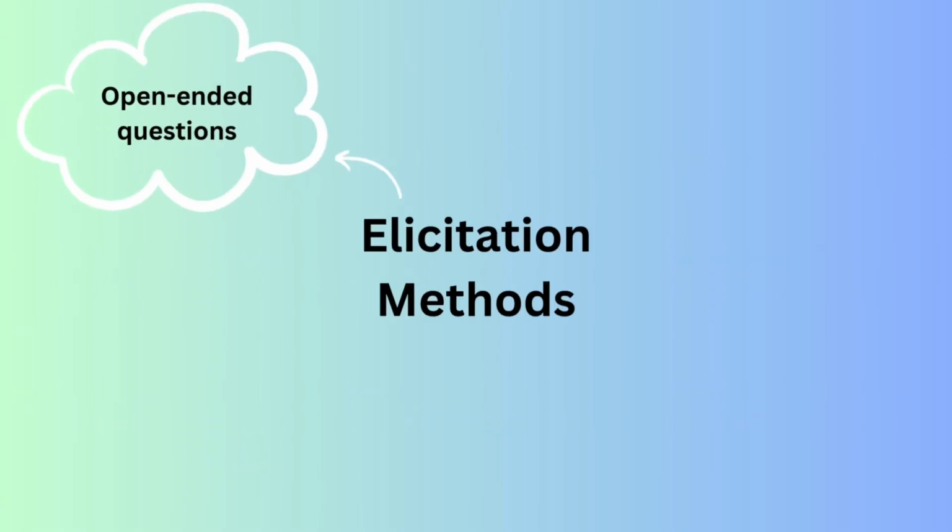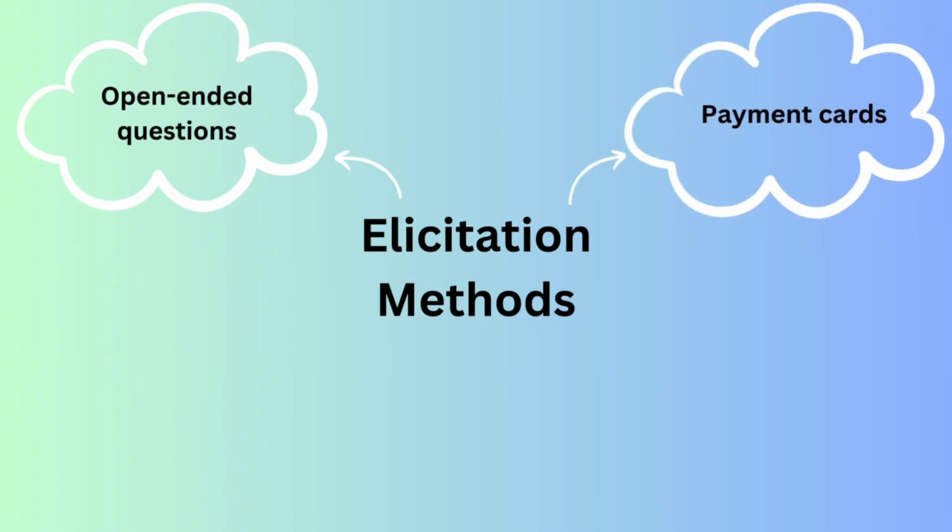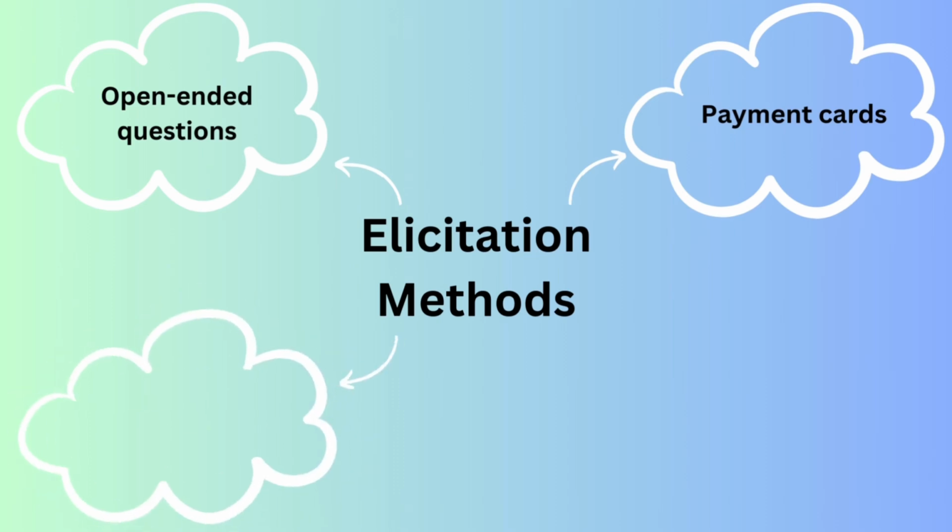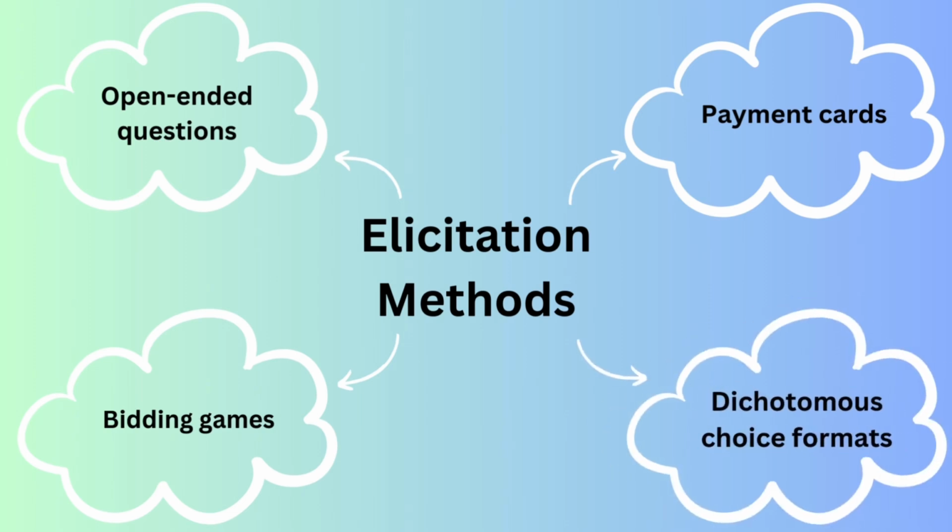Elicitation methods are crucial for gathering public preference in the contingent valuation method. These include open-ended questions, which allow a respondent to freely state their willingness to pay. Next, payment cards, offering a range of monetary values for respondents to choose from. Next, bidding games, where individuals are guided through iterative bids to determine their valuation. Lastly, dichotomous choice formats, where participants answer yes or no to specific payment scenarios.